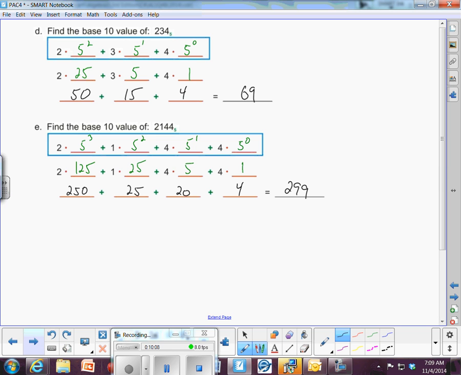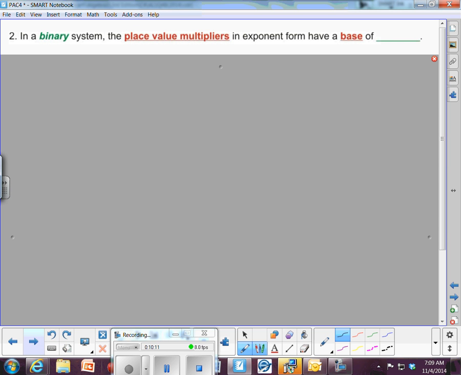I think so. Okay, let's look on the back of your sheet there. In a binary system, we just did quinary, base 5. What would a binary system be? Well, if you know about prefixes, you've got a clue right there. What does that prefix bi mean? You know, when you were old enough you got a bicycle, and we all know that bi is 2. So the place value multipliers in exponent form have a base of 2.